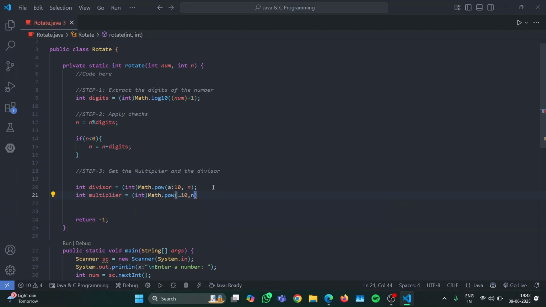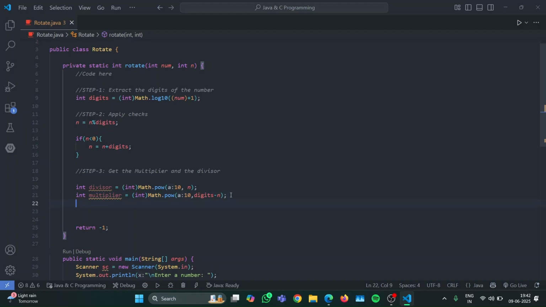Sorry, number of digits minus n, because as we have already applied the checks, our number of rotation will always be less than the digits. So we have to calculate 10 to the power n minus k. K is our number of rotation, and n is the number of digits.